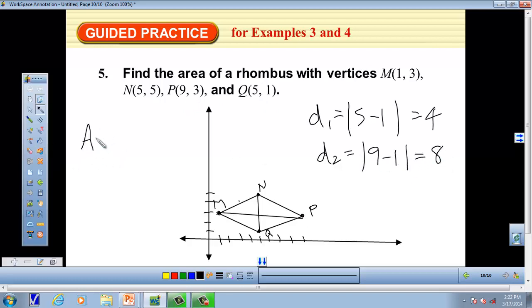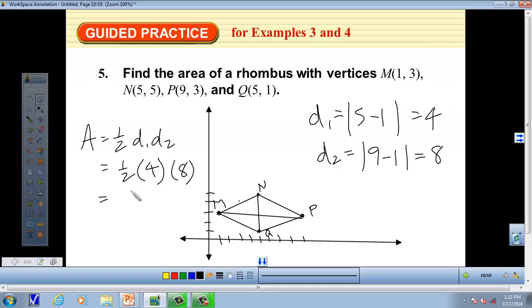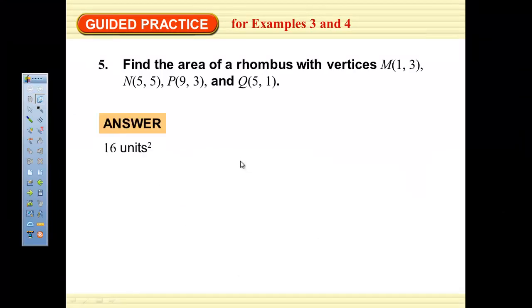That means for the area, again, it's 1/2 d sub 1 d sub 2. It's 1/2 times 4 times 8, and if we cancel those, we end up with 16 square units. Okay? There you go. And you're set.